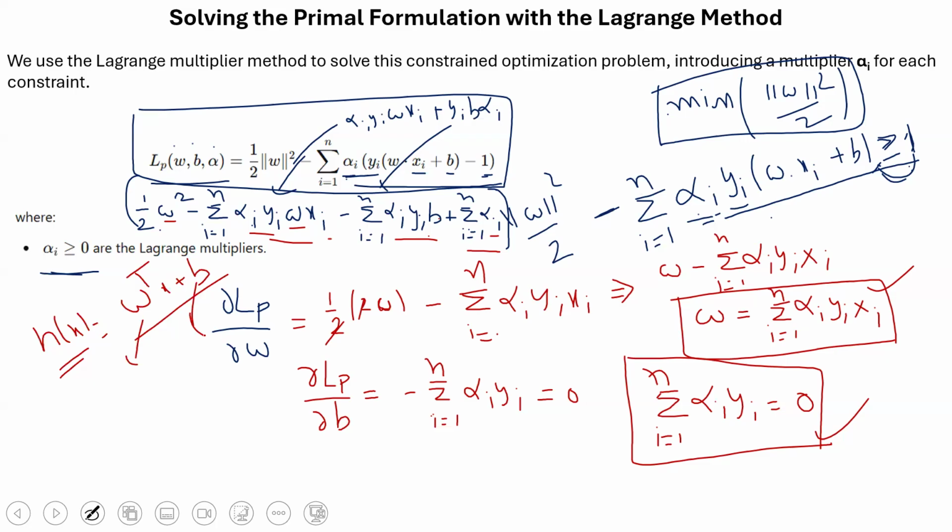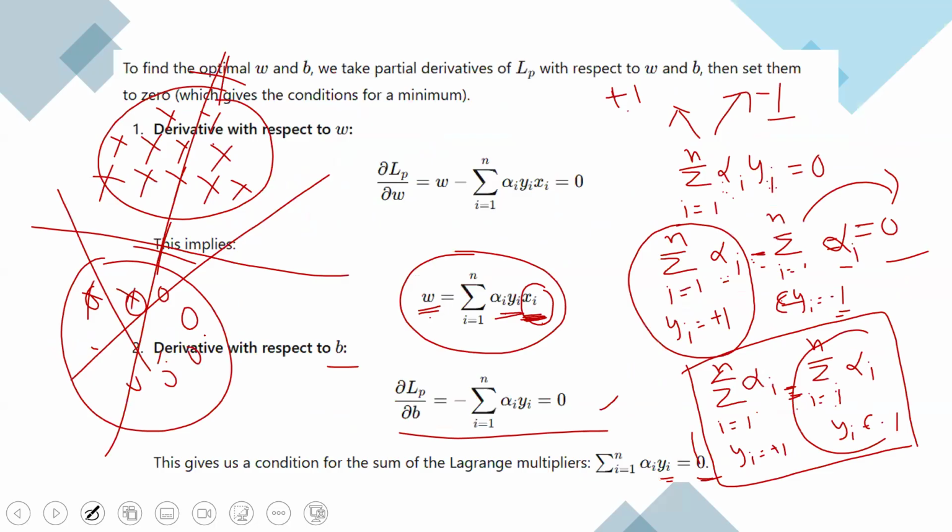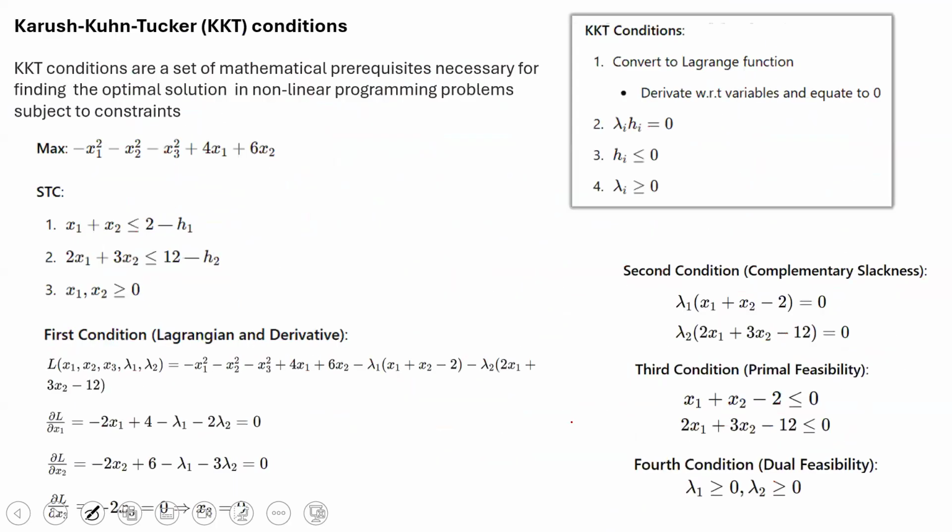So far, what we have found is that w can be written as the summation over all the points in the space. You also found that the Lagrangian multipliers that you introduced for the points will cancel each other. For the positive class and negative class they will be equal, and they cancel each other.